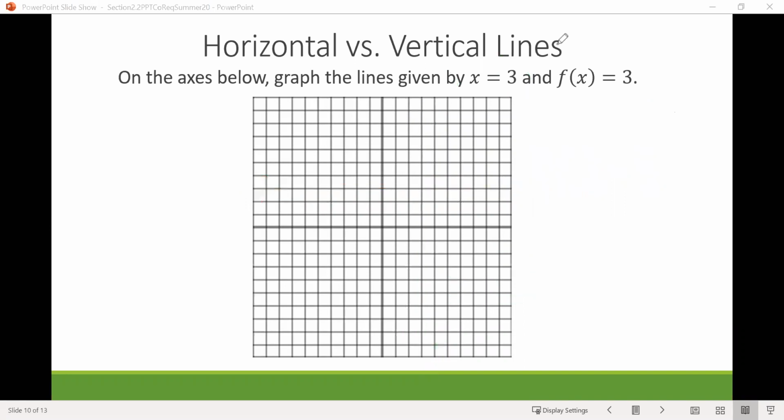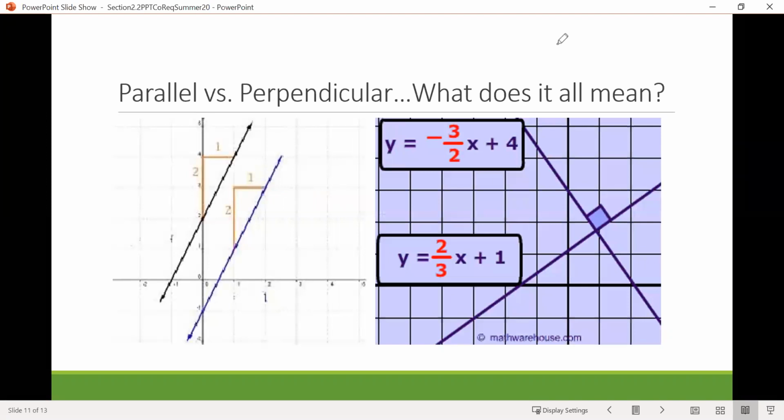All right. Next thing, talking about parallel versus perpendicular lines. So you'll see in the pictures I have here, two sets of lines. And I'll tell you that in one of these sets, the lines are parallel, and in the other, they are perpendicular. Do y'all know which one's which?